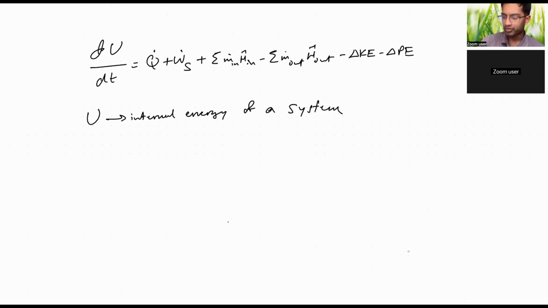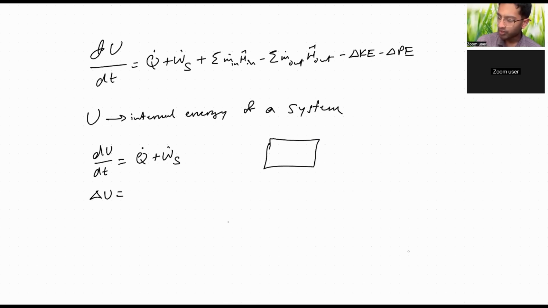So our total energy balance is dU/dt is equal to everything here on the right-hand side. But let's say we have a closed system here. This is kind of a review from our energy balance part. But let's say we have a closed system, so there's no mass flowing in or out. Then our equation simplifies to dU/dt equals Q plus shaft work. Or if we're looking at a time course, delta U equals Q plus W.